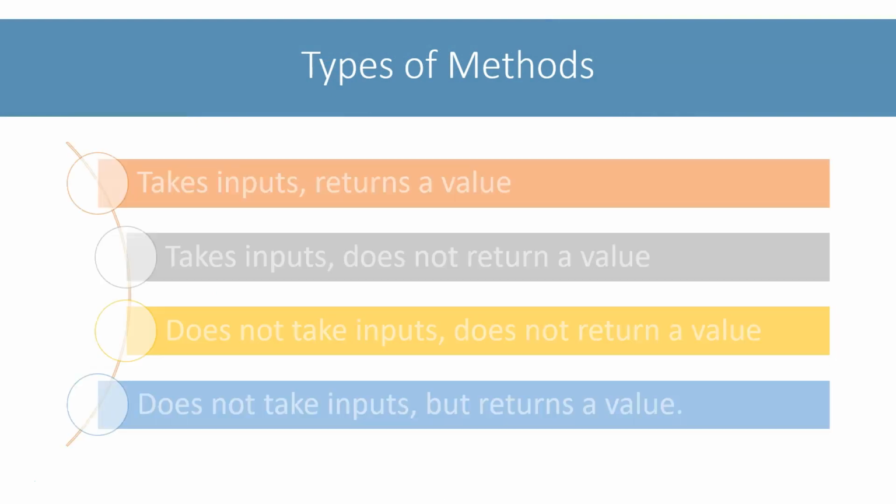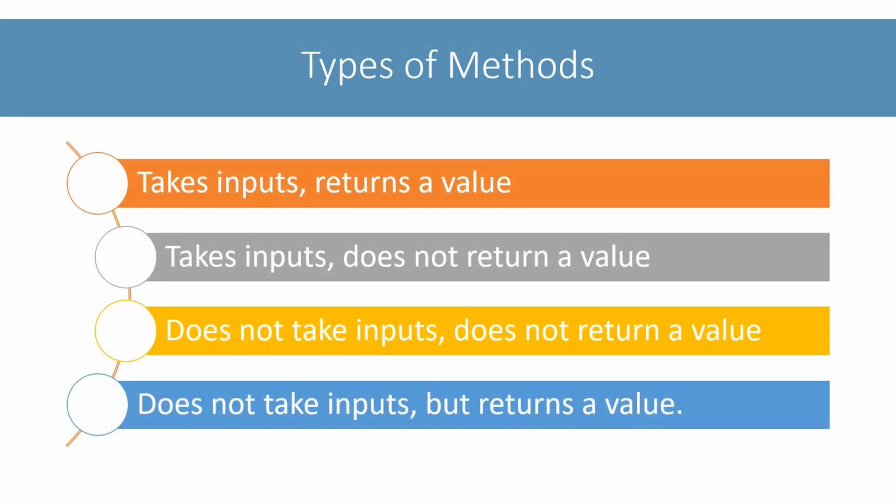Depending upon the method's parameter list and return type, they can be categorized into these four types. We will understand all these types by going through some examples.